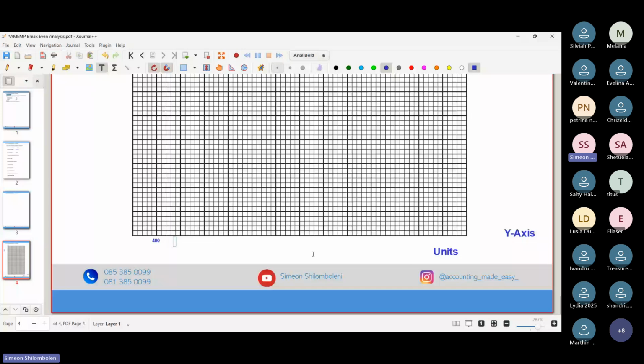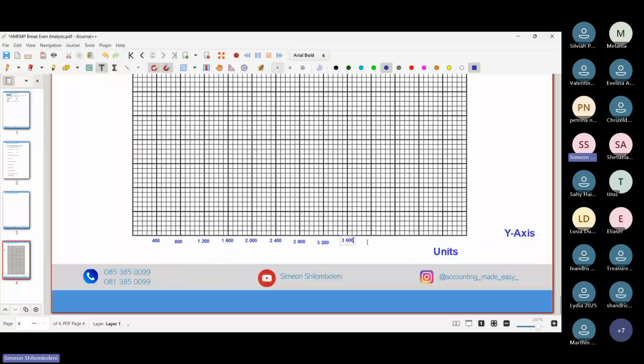We put 800 there. Then this one will be 1,200. This one will be 1,600. 2,000. 2,400. I hope we all get it. If you don't get it, don't wait for me to finish explaining and then tell me you don't understand. If there's a part that you don't understand, that's the part that you must ask. And I hope you get what I am doing here.